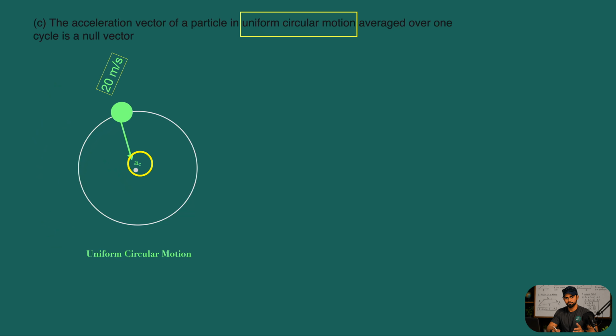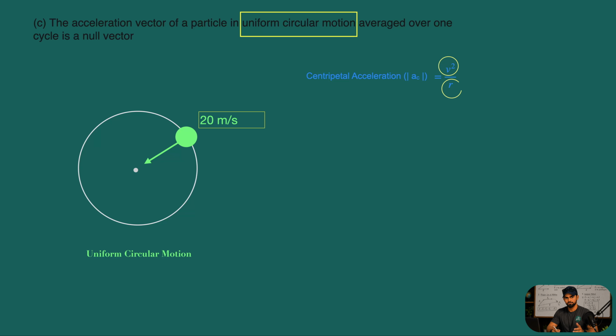The magnitude of centripetal acceleration, a subscript c, is given by v squared divided by r. Since the speed remains constant, and the radius is also constant, the magnitude of centripetal acceleration remains constant throughout the motion. However, as the particle revolves around the circle, its direction continuously changes, always pointing towards the center.